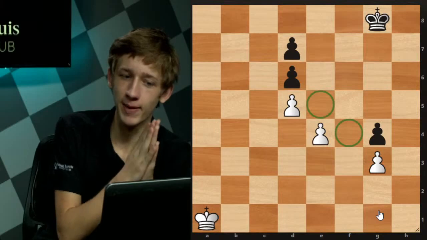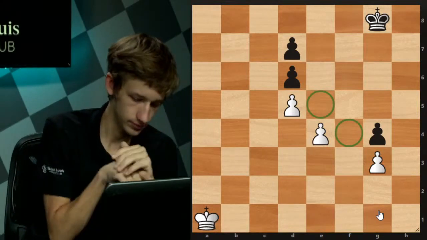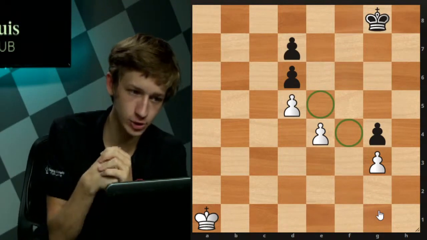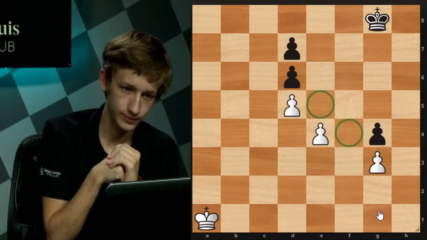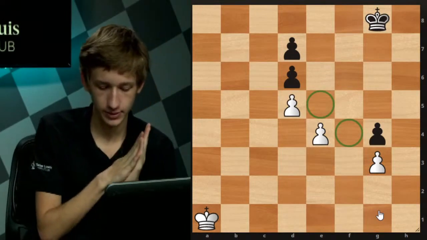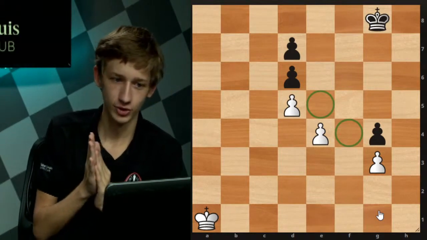Now, what is the shortest path between these two squares for each side? We have our key squares, so what is the shortest path for each side?